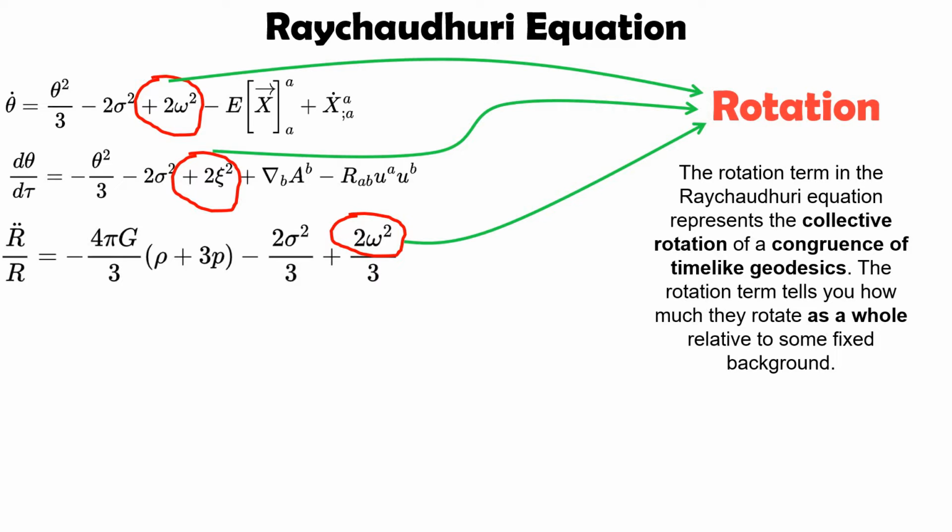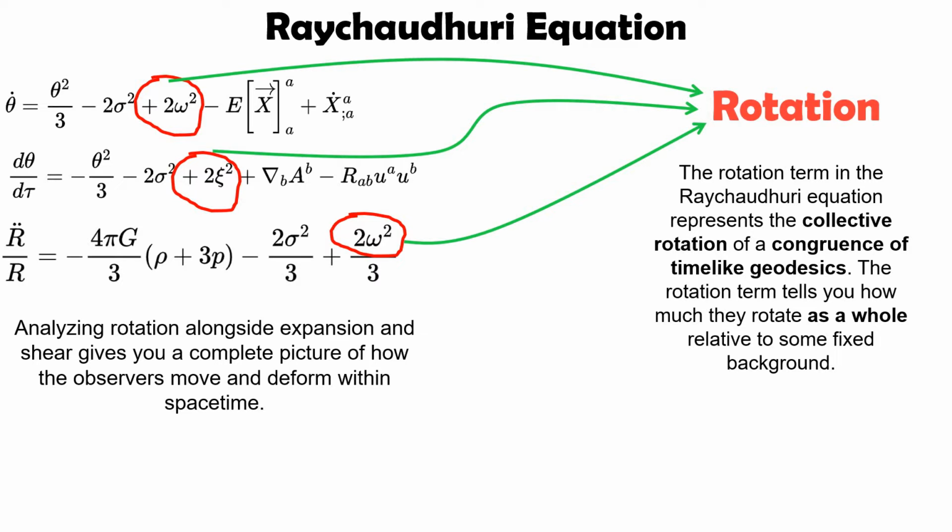Now, the rotation term in the Raychaudhuri equation represents the collective rotation of a congruence of time-like geodesics. Don't worry, I'm going to explain what a congruence of time-like geodesics is. But let us understand that the rotation term tells you how much they rotate as a whole relative to some fixed background, that means a fixed background of space-time. So why is rotation important? Because analyzing rotation alongside expansion, which I showed you just now, and shear, which I also showed you, gives a complete picture of how the observers move and deform within space-time.